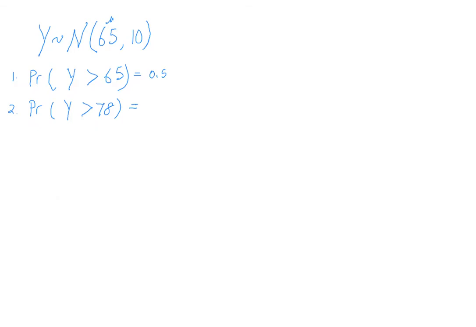Okay, it should be less than 0.5, correct? So how are we going to get it from our GC? I'm going to teach you how to get it from the GC. Everyone take out your GC. Go to second, distribution. Second, vars. Which one are you supposed to choose? You're supposed to choose normal.